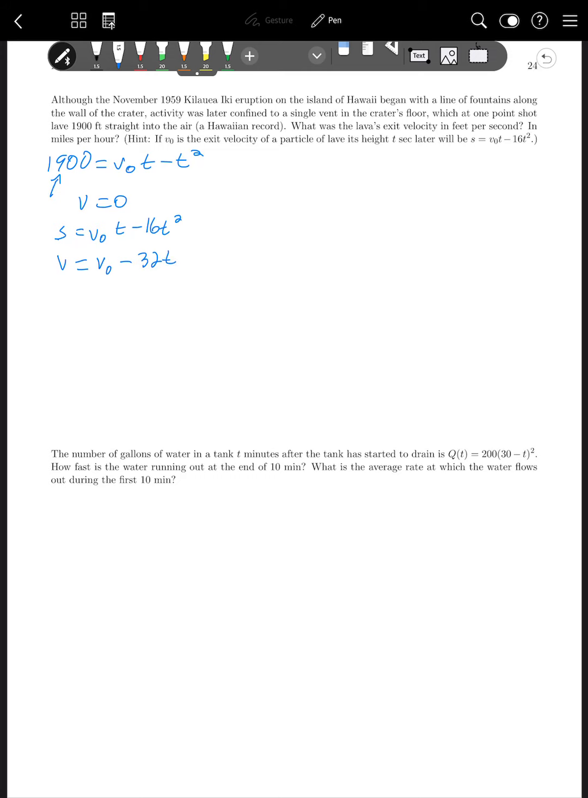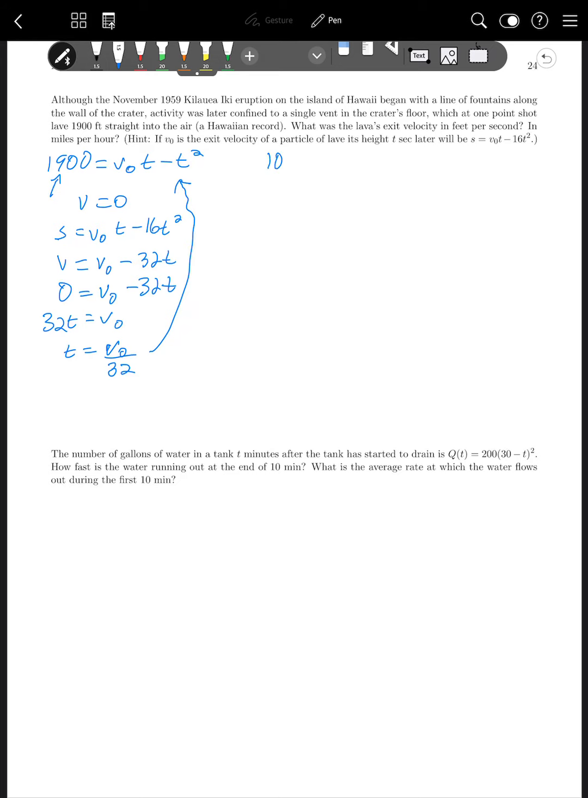And then we can get a second equation that we can solve for t in terms of v naught, because we know in this case 0 equals v, because we're at the highest point, so the velocity is 0. Now we want to solve this for t, so we can substitute it into our original equation and solve for v naught. So 32t equals v naught, and t equals v naught over 32. And now I can plug that in to this equation.